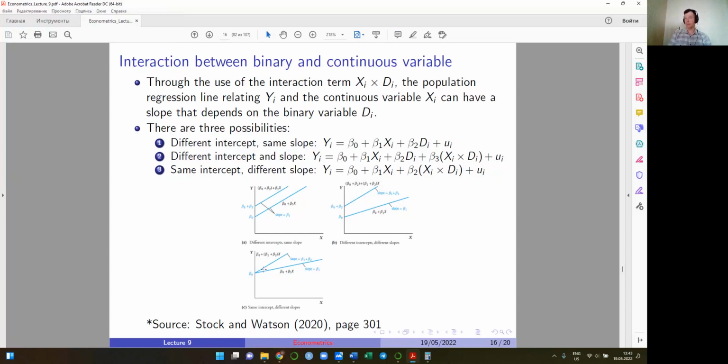And finally here, when we don't include the binary variable separately, they start from the same point, but they have different slopes. And this different slope is exactly what we are looking for. We are looking for the different effects of x dependent on the binary variable.